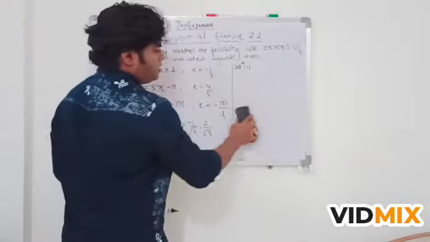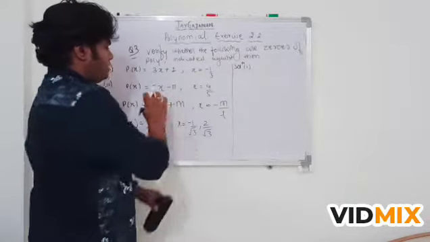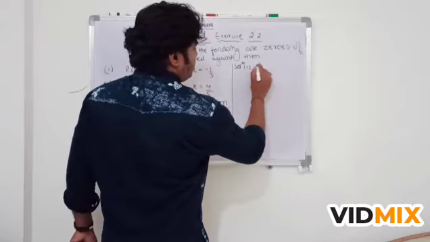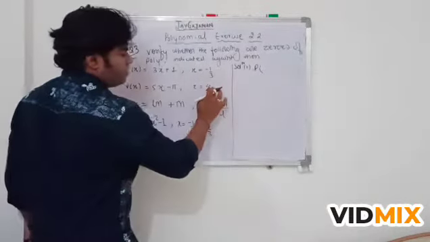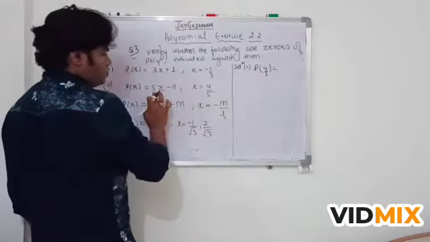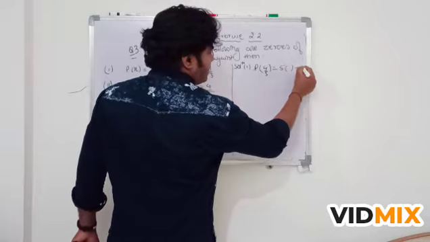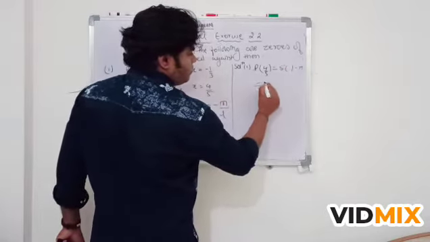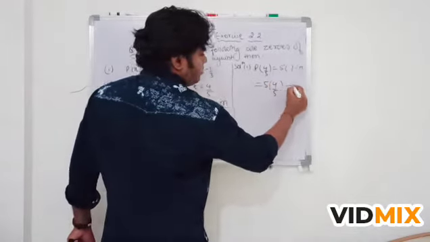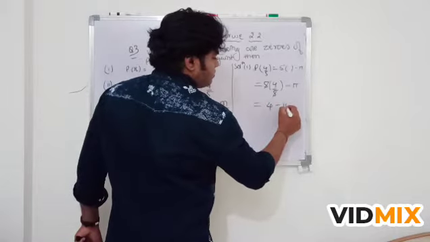I hope you understood this. In the same way we have to proceed for the second one. The second question is 5x minus pi. So p of, what is the value given in front of that? 4 by 5. So p of 4 by 5 is equal to 5x minus pi. So 5, what is the value of x? 4 by 5, minus pi. 5 cancels, 4 minus pi.